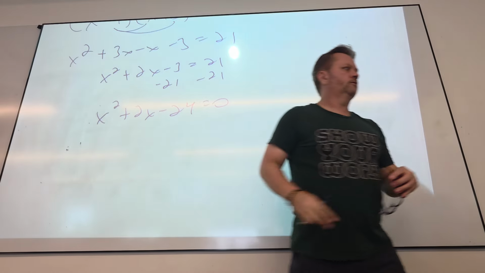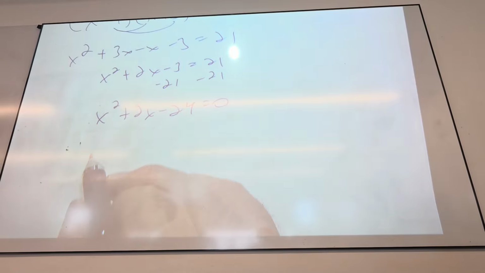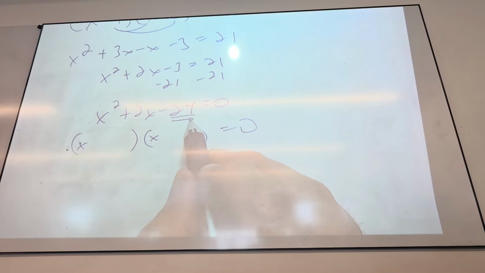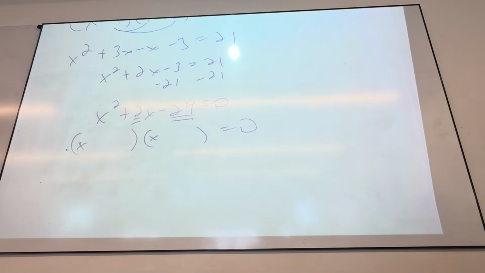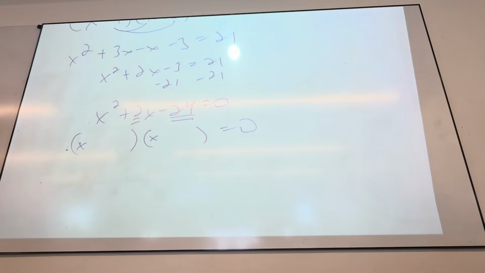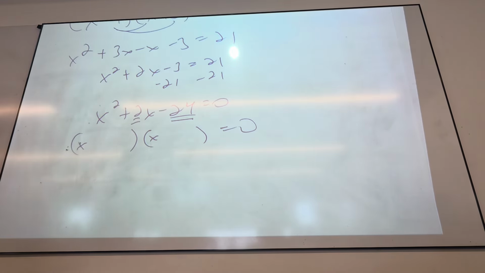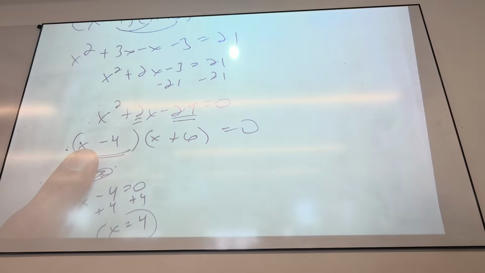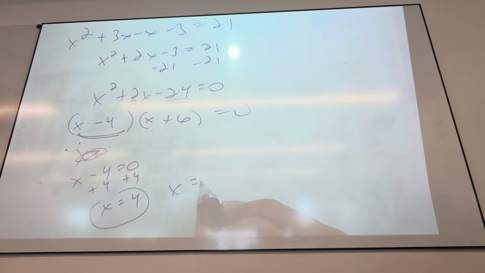Can you factor this? What do you need? Two numbers that multiply to negative 24 and add to 2. So it's not too bad. Negative 4 and positive 6. So what are my answers? X equals 4. So either x minus 4 is 0, add 4, x is 4. So on sight, you can tell what would make this 0? 4. What would make this 0? Negative 6. There we go.